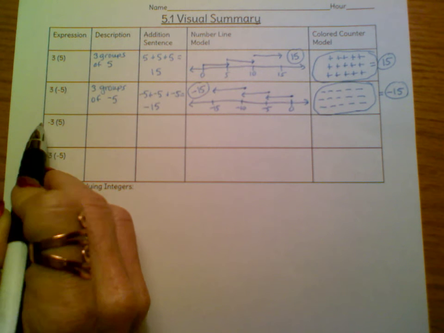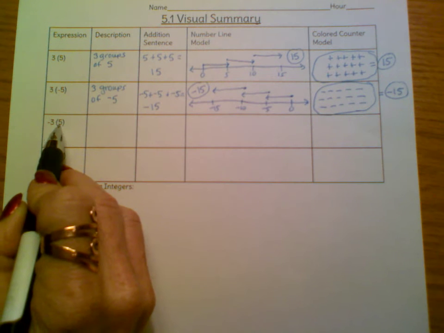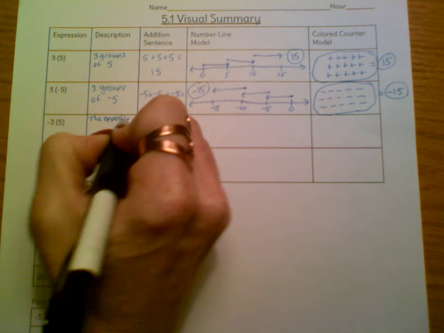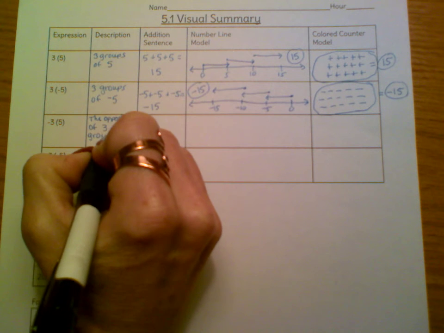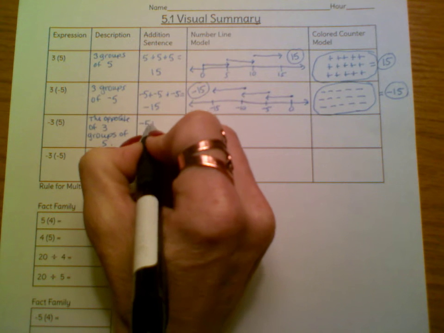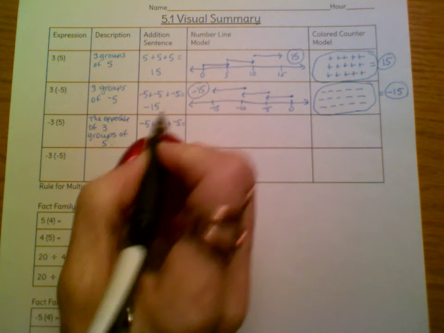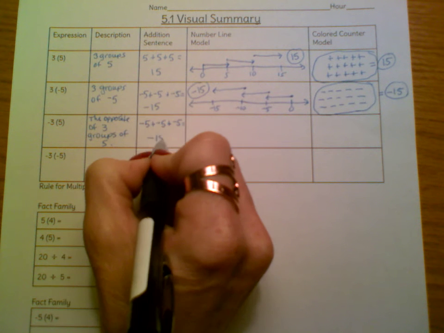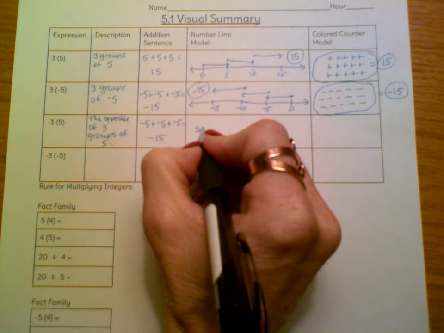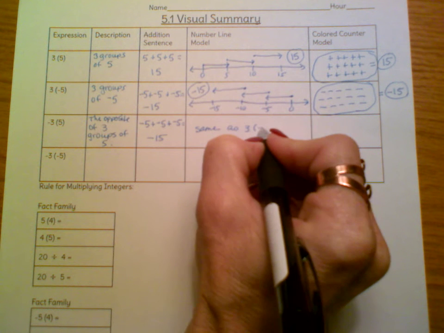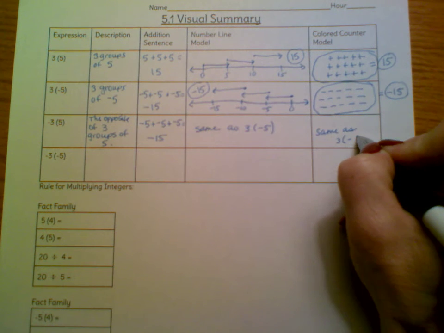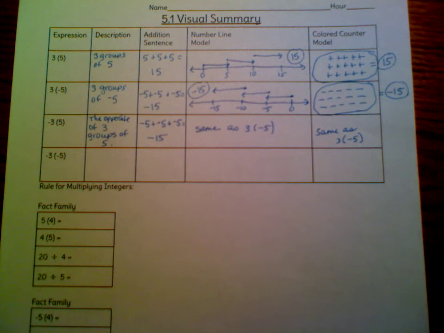When I have this negative in the front, this means the opposite of 3 groups of 5. So the opposite of 3 groups of 5 would mean 3 groups of negative 5, which I see is the exact same as this. So I get negative 15. So my model is going to be the exact same. It's the same model as the 3 times negative 5. So I'm not going to redraw those.